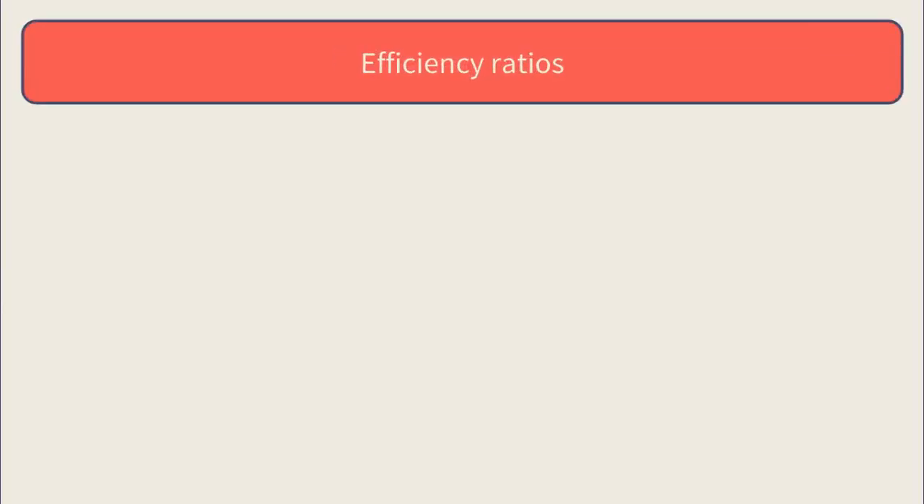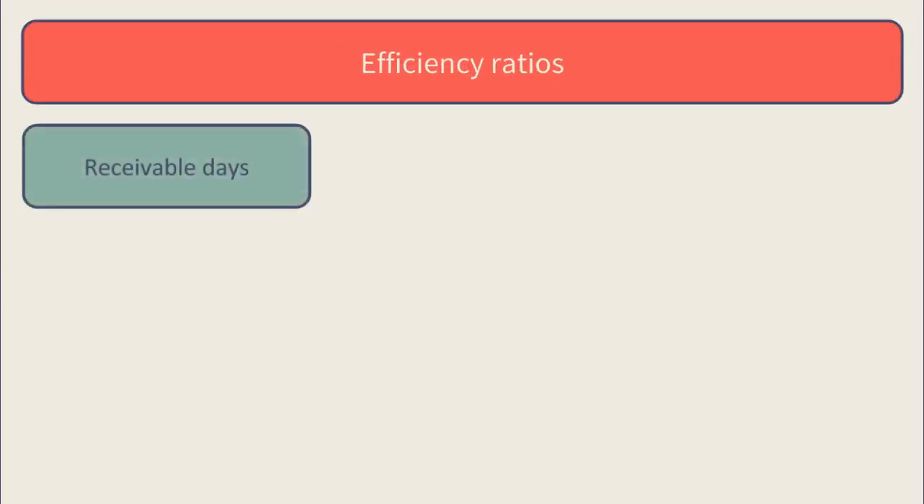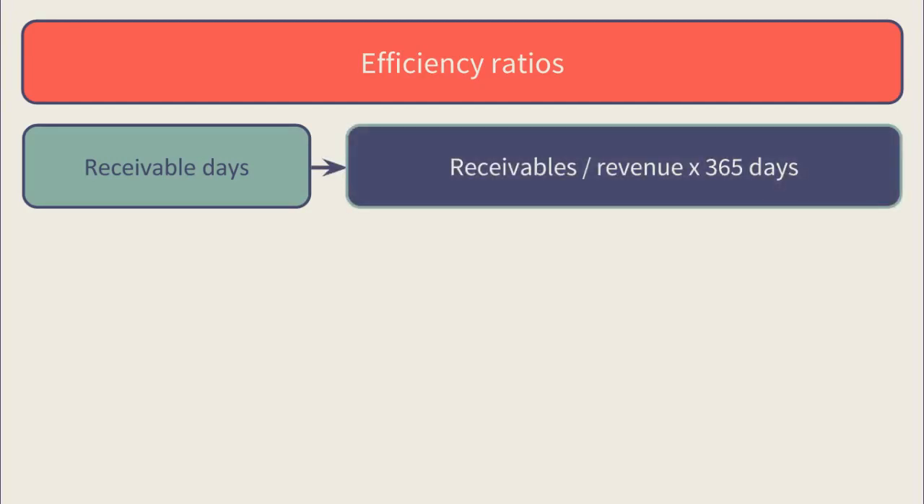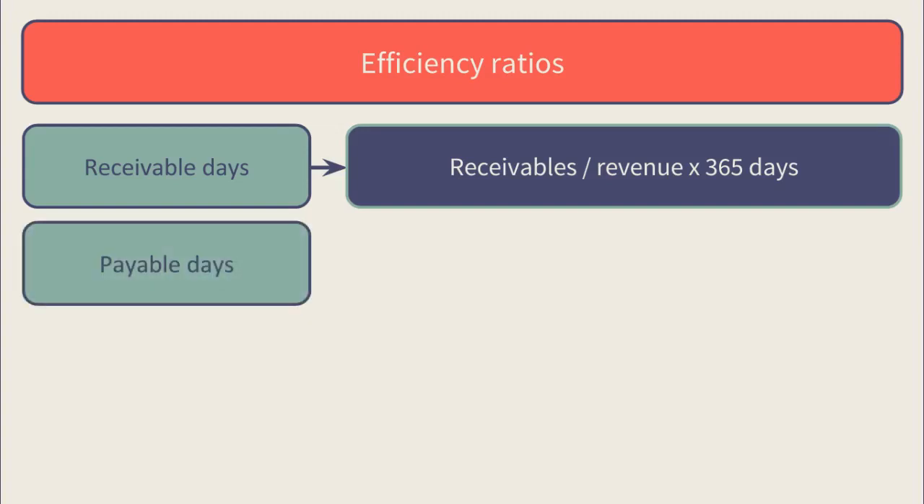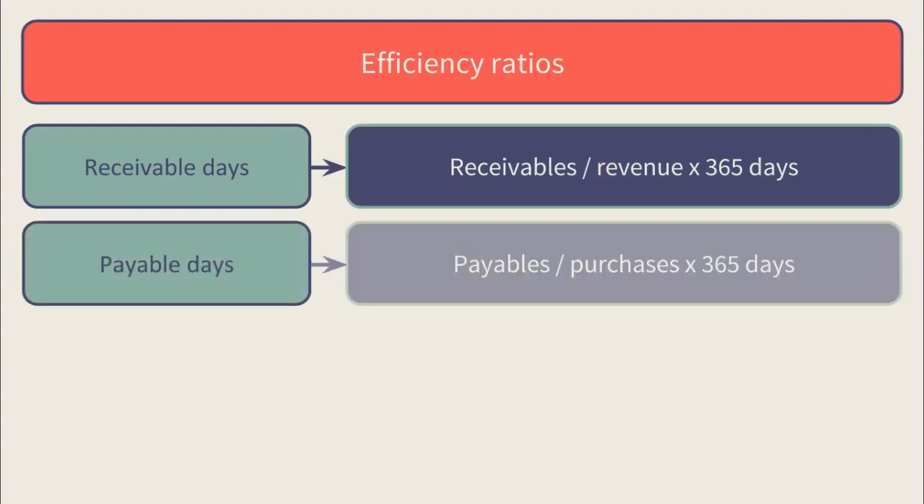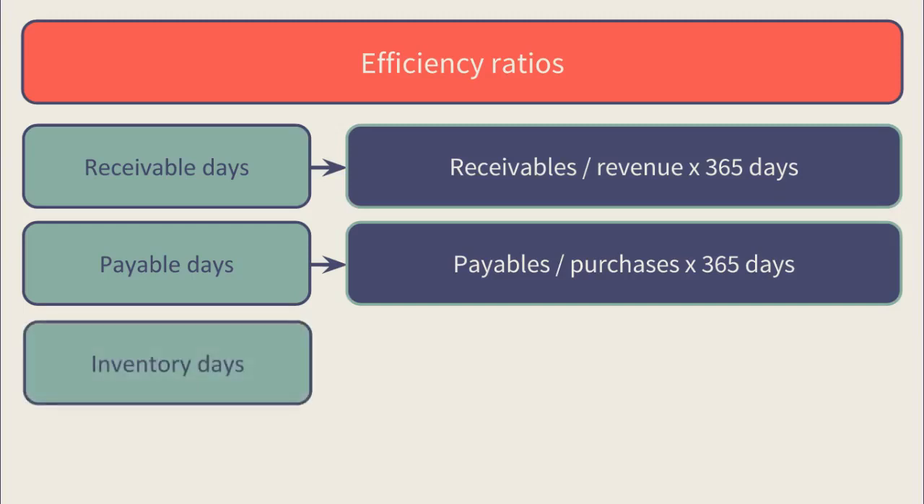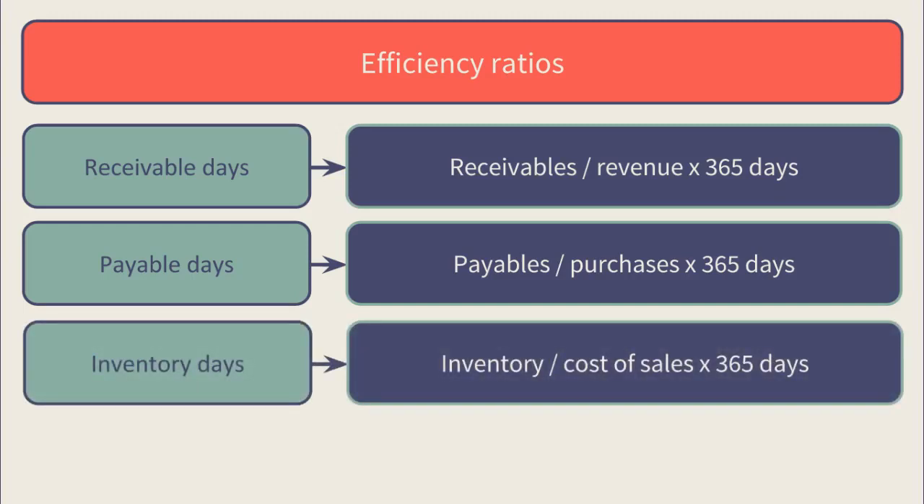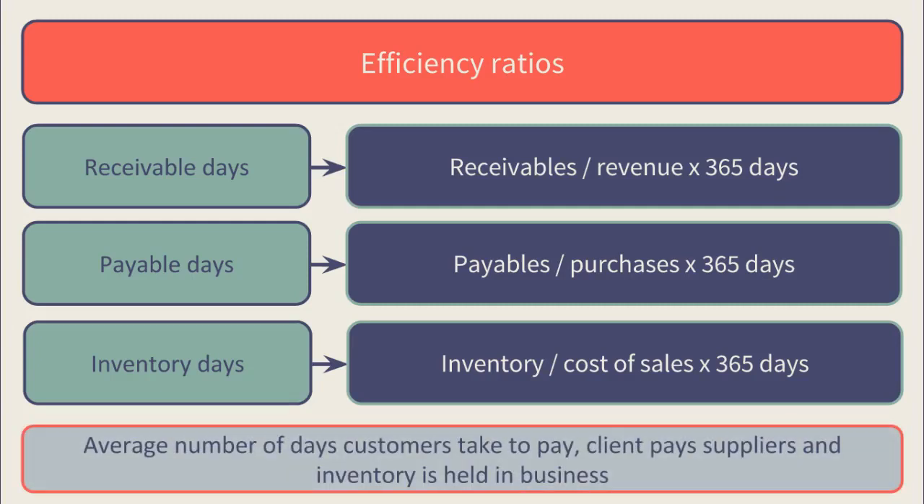Efficiency ratios include receivable days ratio, calculated as receivables divided by revenue multiplied by 365 days. Payable days ratio, calculated as payables divided by purchases multiplied by 365 days. And inventory days ratio, calculated as inventory divided by cost of sales multiplied by the 365 again. These ratios will give you the average number of days customers take to pay, the client pays suppliers, and inventory is held in the business.